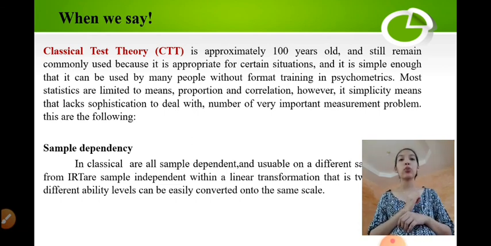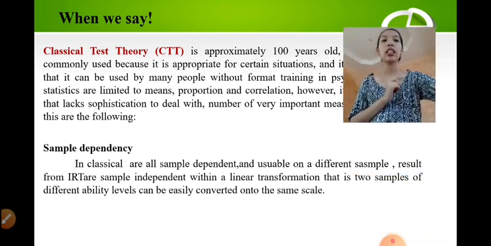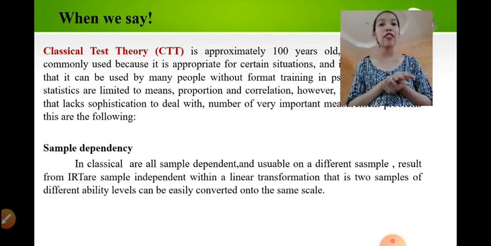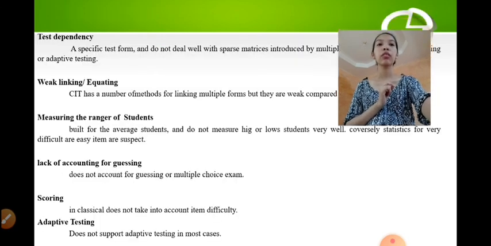So these are the following. Sample dependency. In classical test theory, results are dependent on and not usable in a different sample. The results from IRT are simply independent, with a linear transformation; that is, two samples of different ability levels can be easily converted to the same scale.